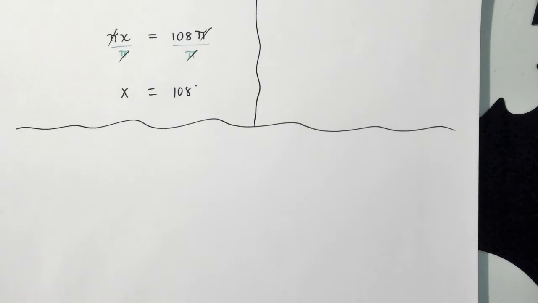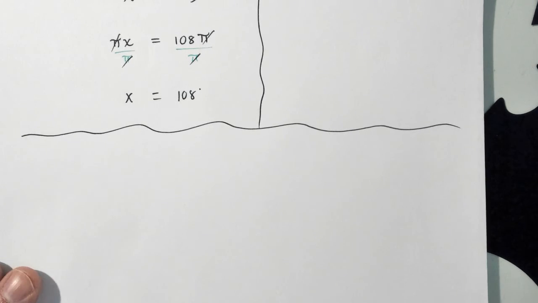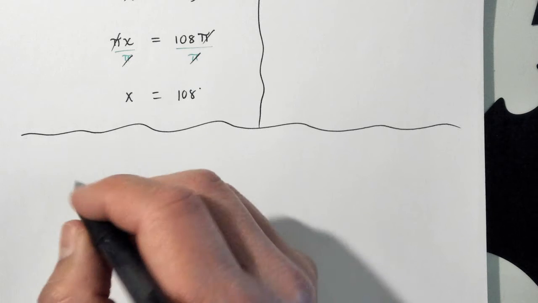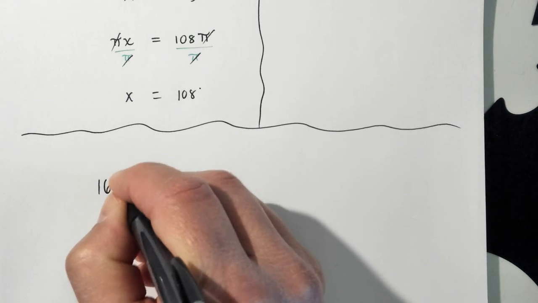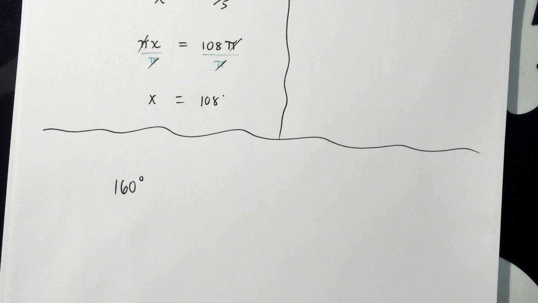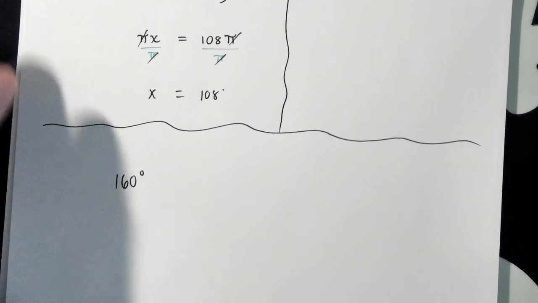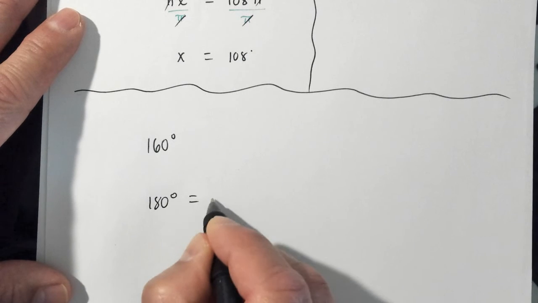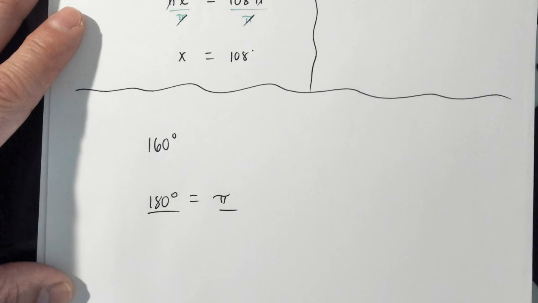What if we have to go backwards? What if I give you degrees and then you have to convert that into radians? Let's go with something that's not on the unit circle, like 160 degrees. Unfortunately, there's no easy way to do this other than a proportion. So, sorry guys. You're going to have to set up a proportion. 180 is equal to pi.